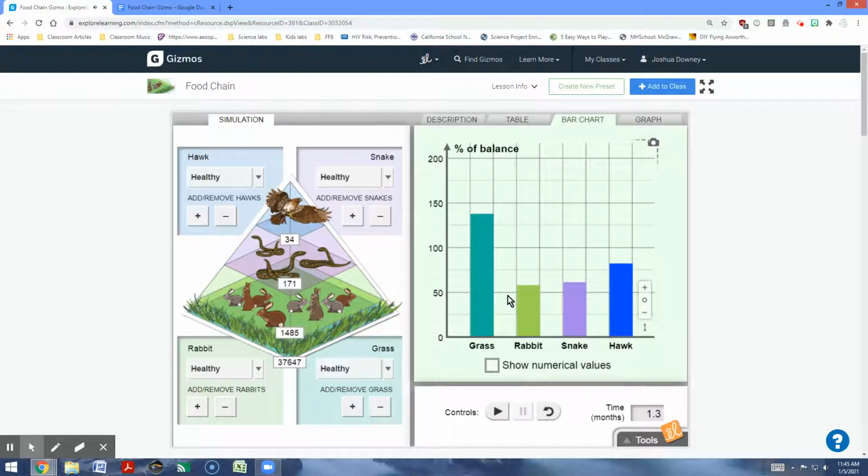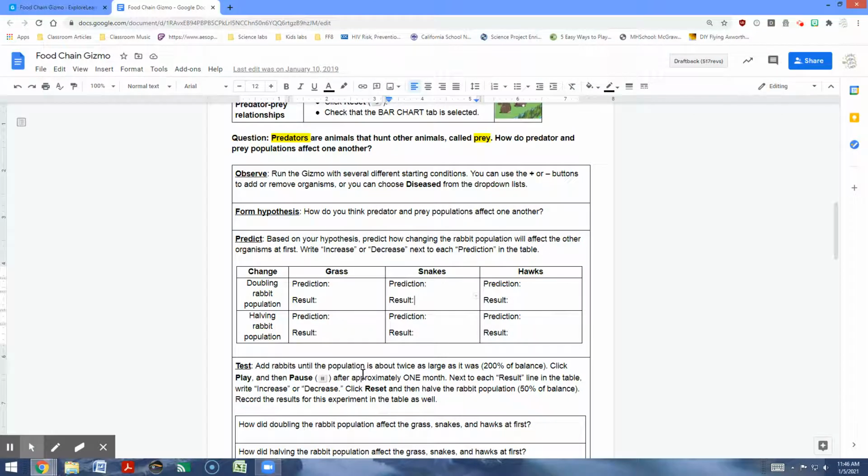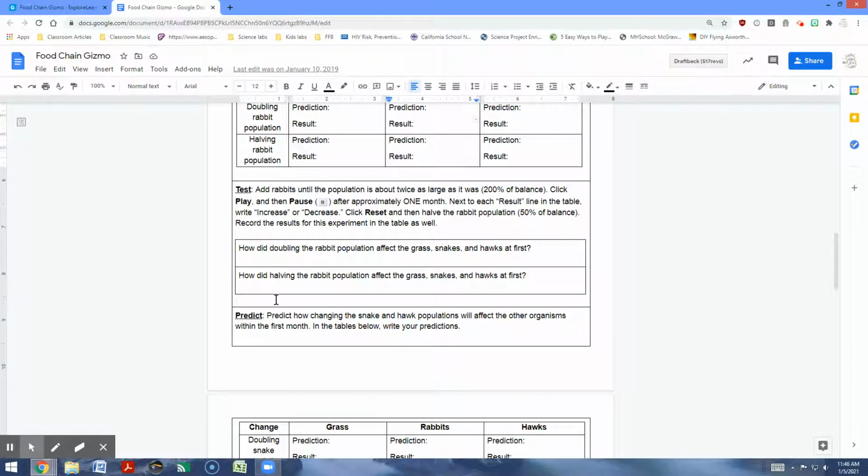So, wow, now we look and see grass went way up, rabbits actually increased, snake population and hawk population both decreased. So we can see how that affected it. You can answer those questions there.